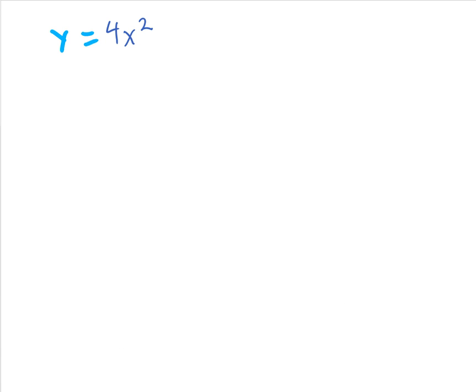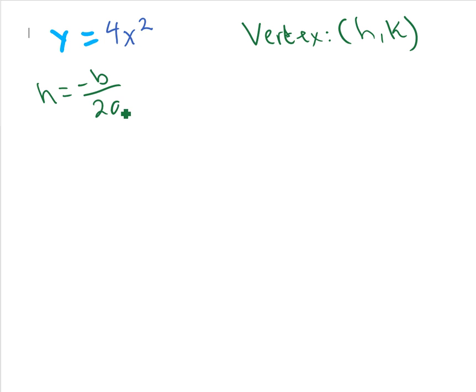In order to graph this, we need to find our vertex, which is the point h, k. In order to find our vertex, we first need to look at our x value. So the x value of our vertex, h, is going to equal negative b over 2a. That's also our axis of symmetry, if you remember from the previous lesson.